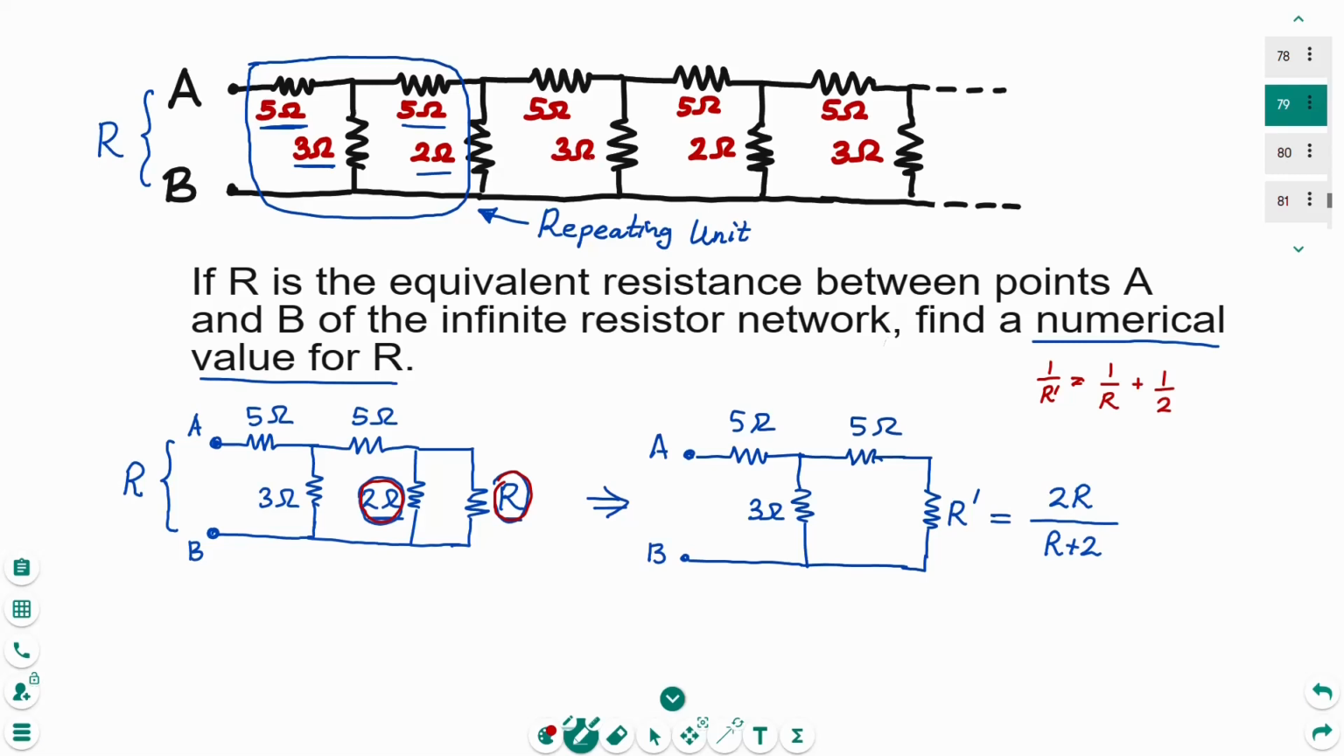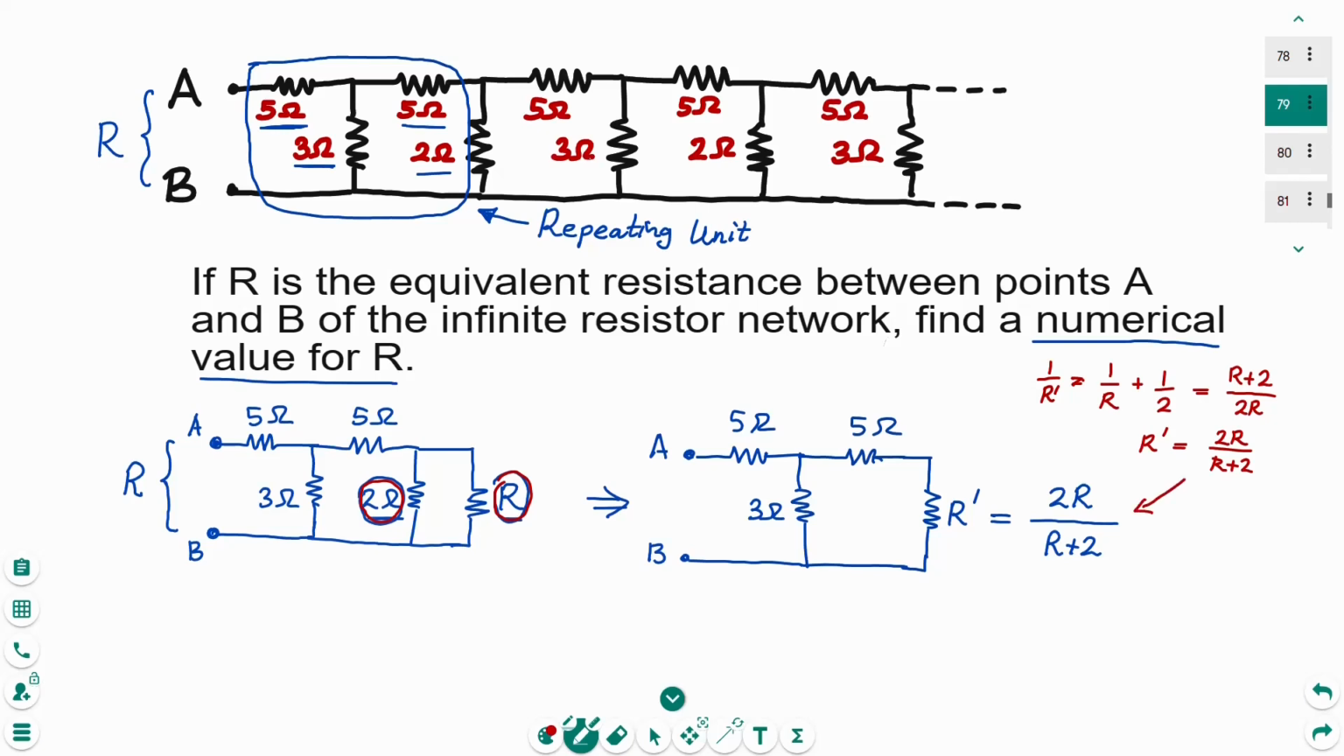Then you can see this can be simplified. R times 2 is in the numerator and R plus 2 in the denominator. But that's for 1 over R prime. So if we are solving for R prime, you have to invert this and you get 2R over R plus 2, which is nothing but, if you look at the numerator, the multiplication of the two resistors, and in the denominator the sum of the two resistors. Okay, so that's how I got this expression directly.